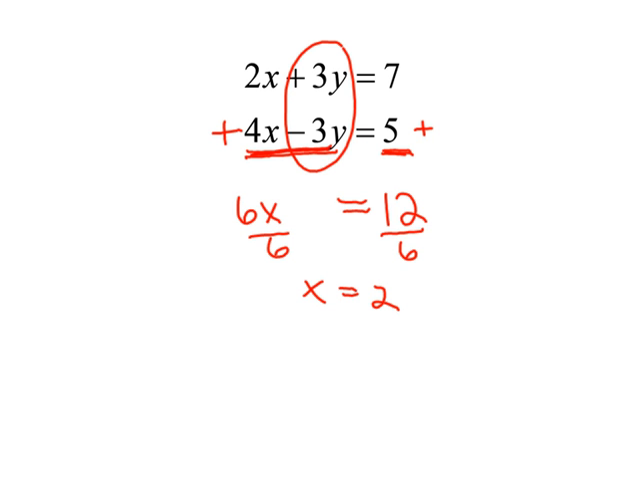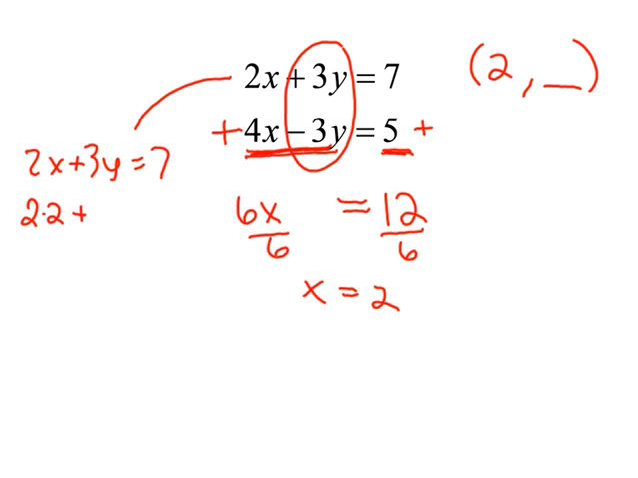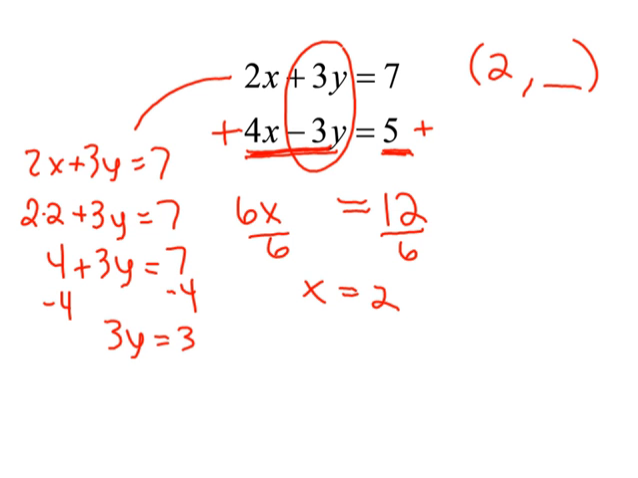Now that we know that x is 2, we know we're looking for an ordered pair, so it's going to be 2 something. Now we're going to plug our 2 back into either equation, and it doesn't matter which. I'll use the first. 2x plus 3y equals 7. I'm going to plug in a 2 for my x, so 2 times 2, 4 plus 3y equals 7. Subtract my 4, and y equals 1.